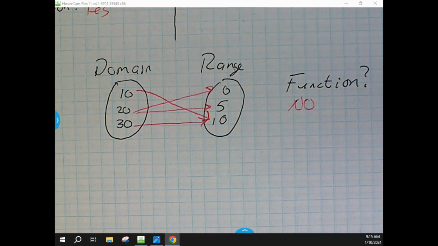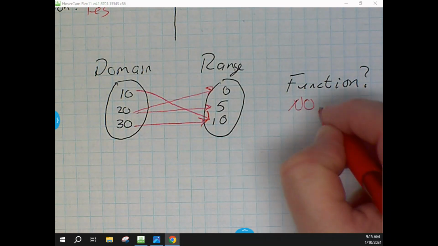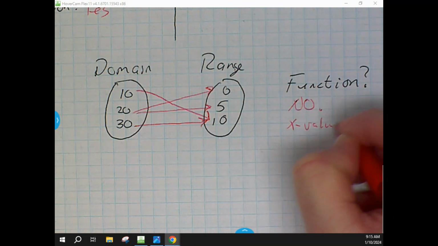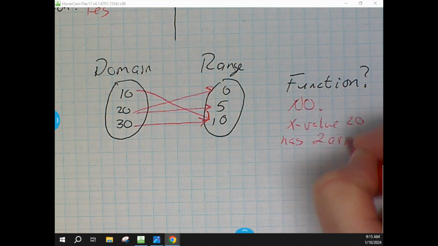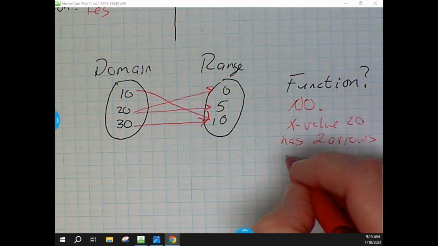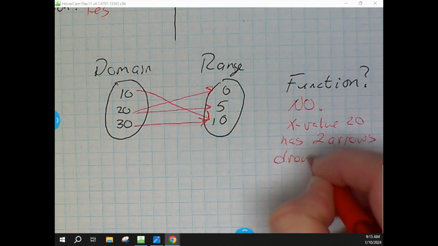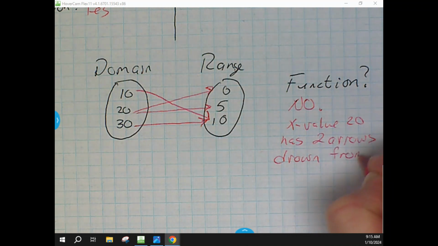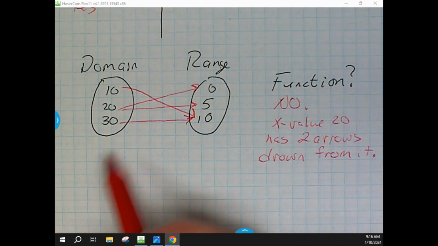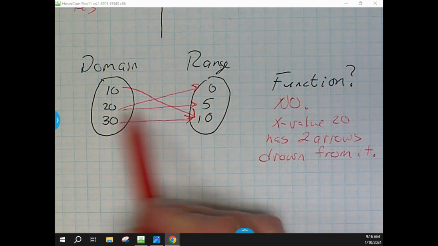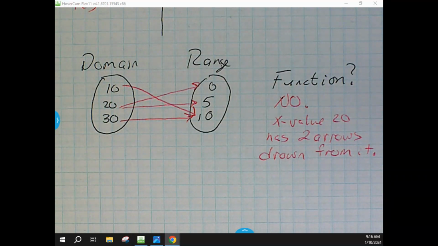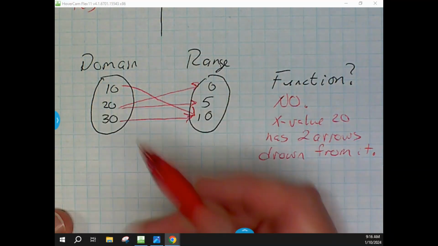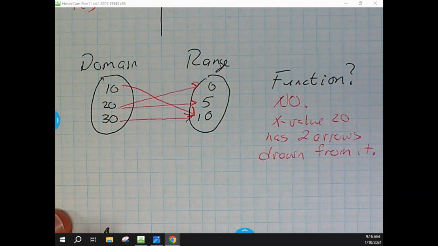The x value of 20 basically has two arrows drawn from it. If you were to write that one out, that would be the ordered pair 20, 0. This ordered pair would be 20, comma 5. So you've still got the same problem in that case: two arrows coming from the same point. So there's two different values it could be.